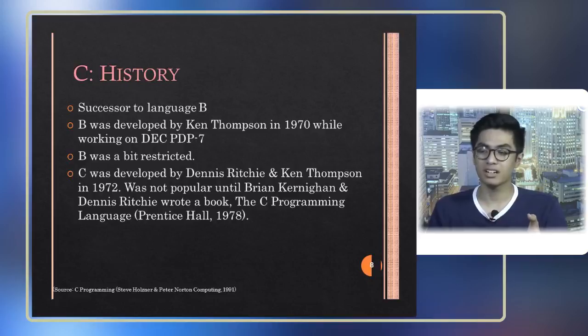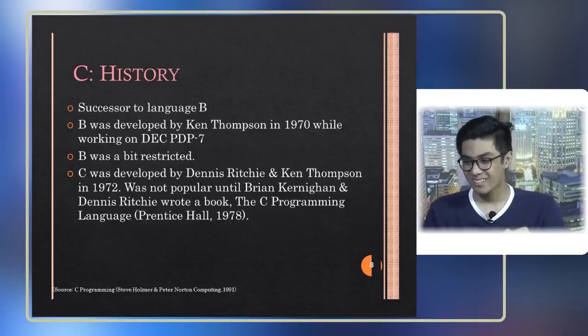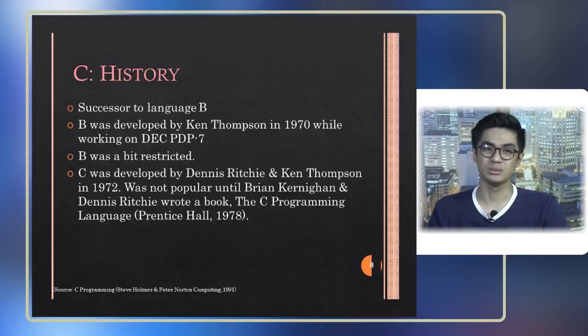It was not popular until the book The C Programming Language was written by Brian Kernighan and Dennis Ritchie. So as you can see, C is a very old language. It has been around since 1972. So I think that it will be a pretty hard language to understand. But with CBRC, I'll make this easy for you. So now let us move on to the programming itself.